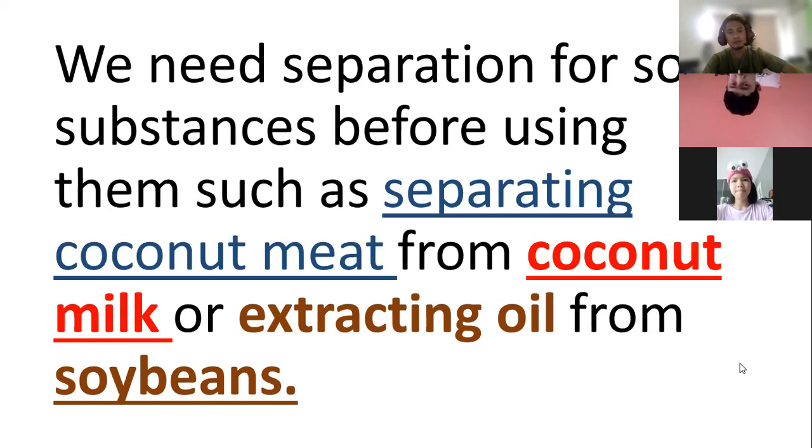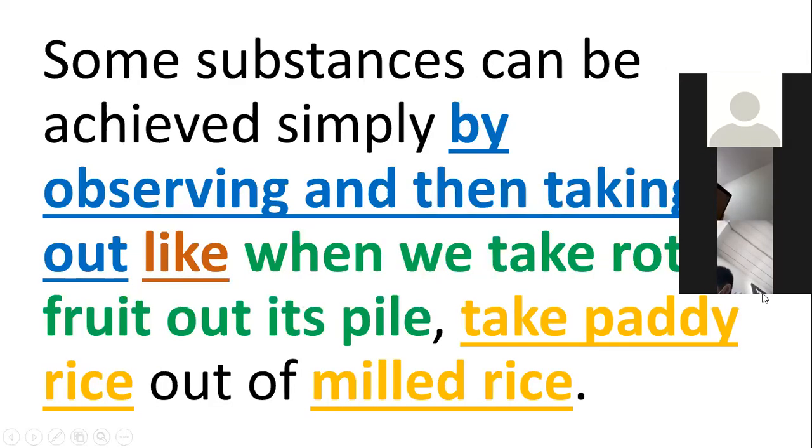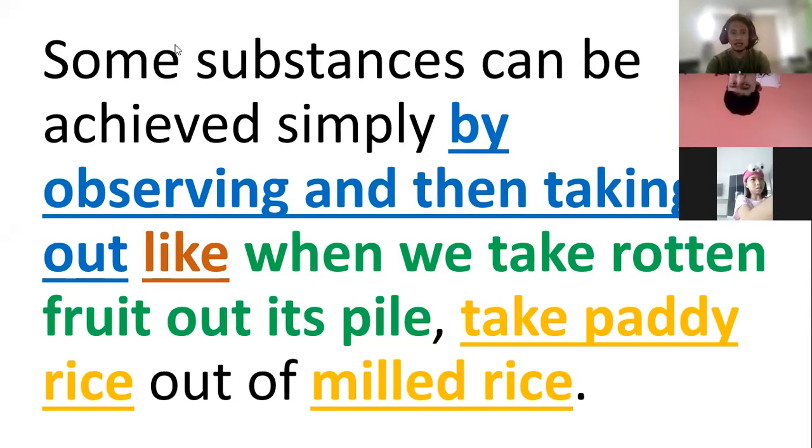Some of the oil is soybean oil. Now, some substances can be separated simply by observing and then taking out, like when we take a rotten fruit out of its pile, or take paddy rice out of the milled rice. So this one is very easy, right? By using our hand, by observing and then taking out.